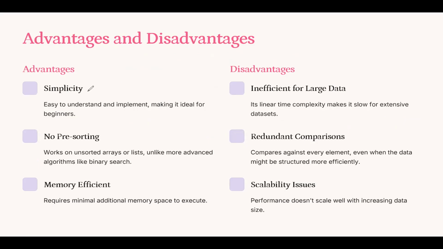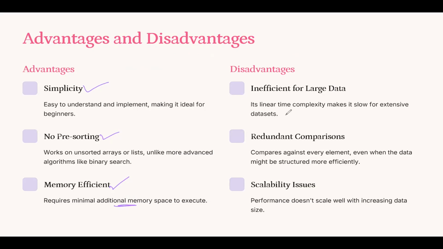So what are the advantages of linear search? It is simple, easy to understand and implement, making it ideal for beginners. No pre-sorting is required. So you need not sort and search the element. There is no requirement of sorting because there are certain searching algorithms which require your array to be sorted, and sorting is one set of work we have to do, so it will be expensive. Here sorting is not required and it is also memory efficient because we do not need additional memory space in order to execute it. So those are the advantages.